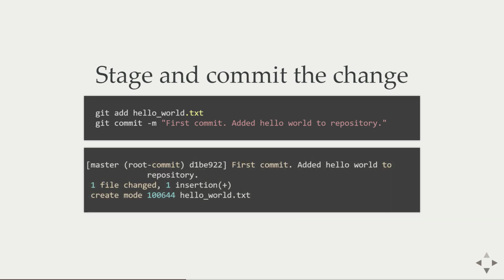And once you commit it, you'll have something like this, where it'll give you a hash. That's what the D1BE922 is. That's the unique hash that's associated to this version. So I can always get back to that version by whatever that hash is. Then it gives me the message, and it tells me I changed one file, and I used create mode for it because it was a brand new file.